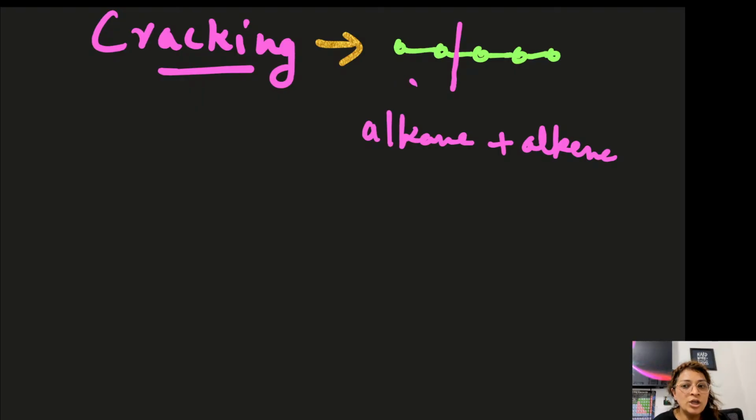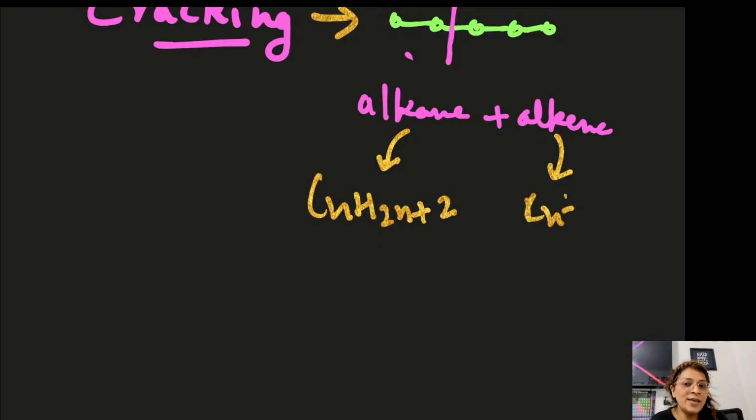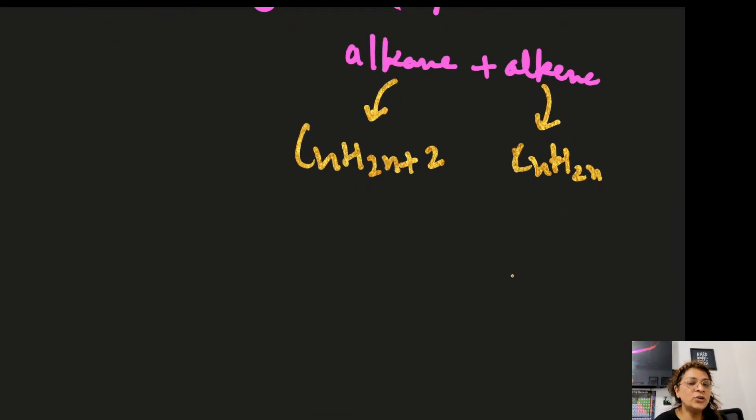What is the general formula for alkane? Type in the chat. CnH. Come on, come on, come on. You know it. Well done. CnH2n plus 2. CnH2n. That's it. Very good. That's your alkene. Well done, guys. Okay. Next question that you can have.